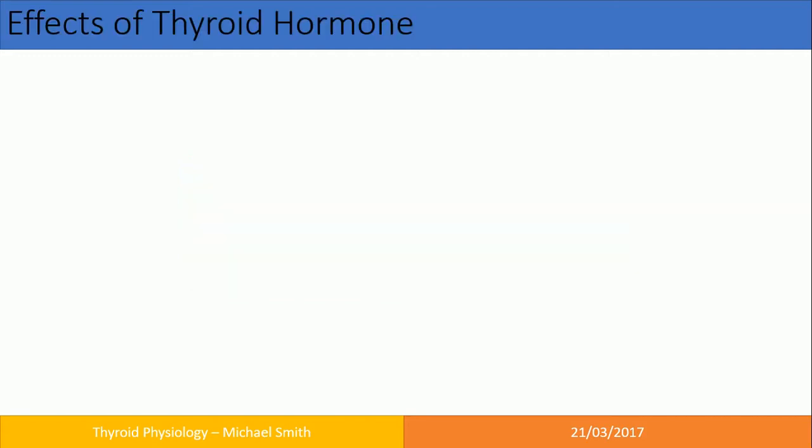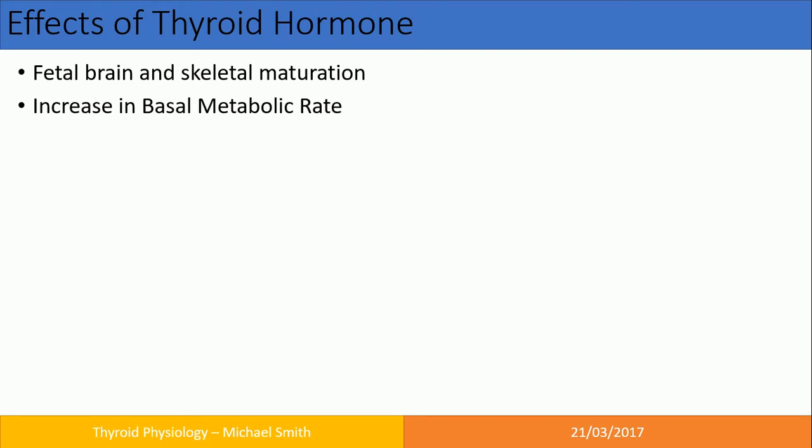So T3 and T4 are known as our thyroid hormones, and they have a number of effects around the body. These include the maturation of fetal brain and skeletons, and this means that you have to be very careful giving anti-thyroid medications to pregnant women.